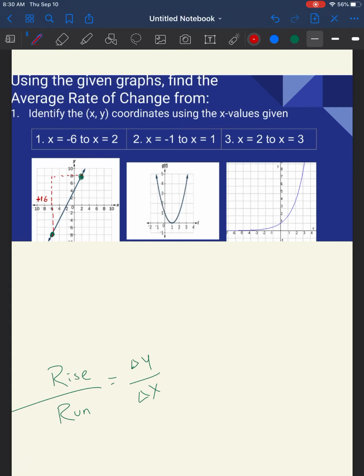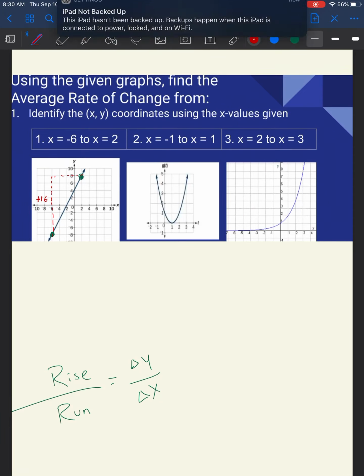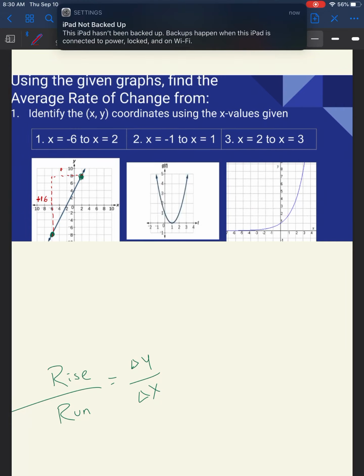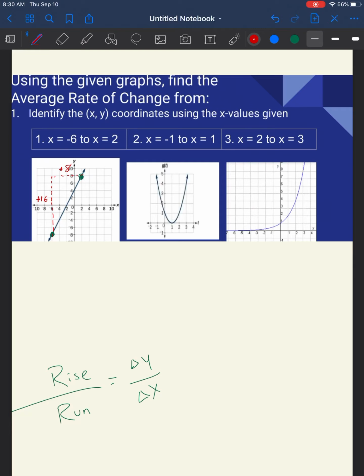And then for my run, I'm just going to see how far did I go across here. So let's see, we started at -6. We ended at +2. -6 to +2 is 8. So my rise is 16. My run is 8. So 16 over 8 gives me an average rate of change of 2.